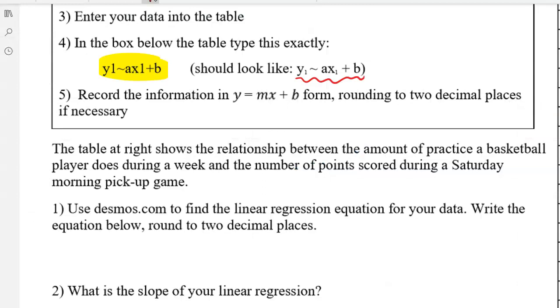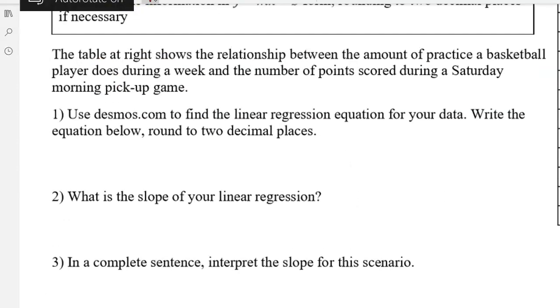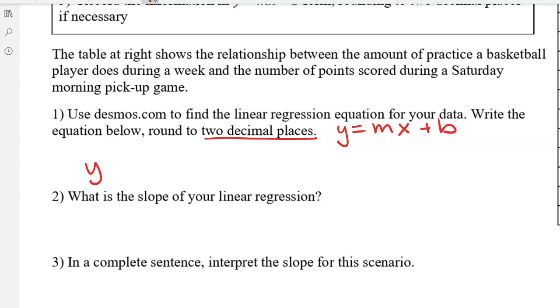Then number 5. Emma, can you help us read number 5, please? All right, so for this one, the instruction said to round to 2 decimal places. Even though Desmos is using that wavy little line, for us, we are using y equals mx plus b, not the wavy. So students, you need to get the m and your b value from your Desmos. So Sibby, based on your Desmos, round to 2 decimal places. Give me the m value, the slope.